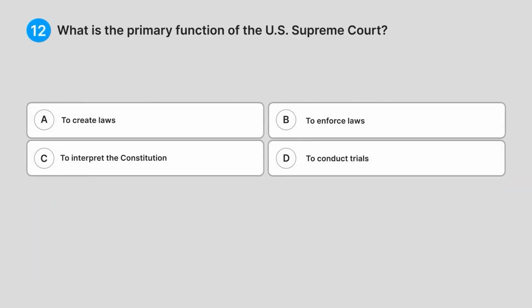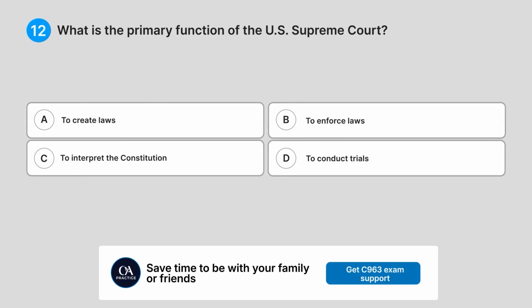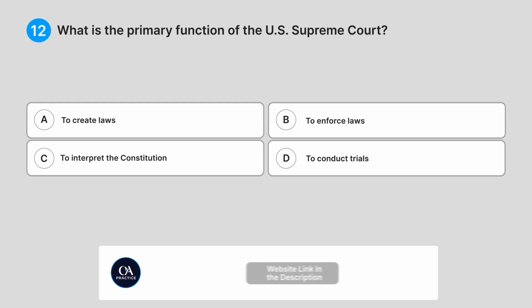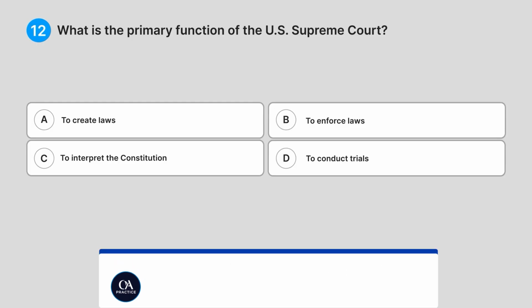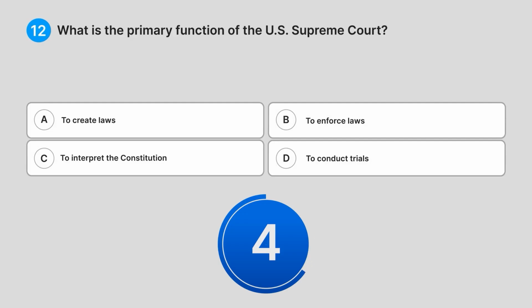12. What is the primary function of the US Supreme Court? A. To create laws. B. To enforce laws. C. To interpret the Constitution. D. To conduct trials. Can you guess the answer?